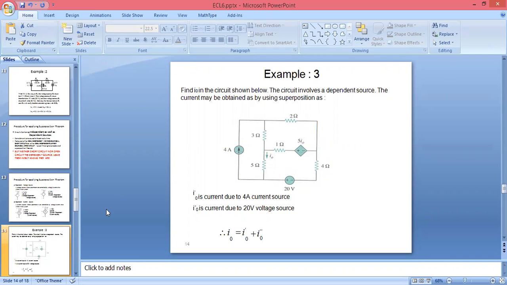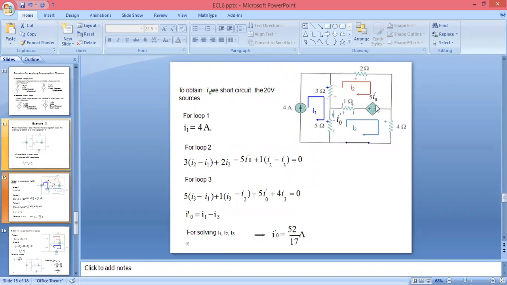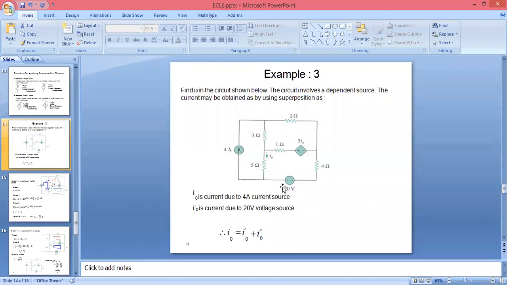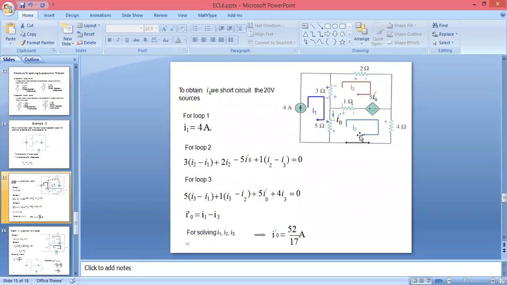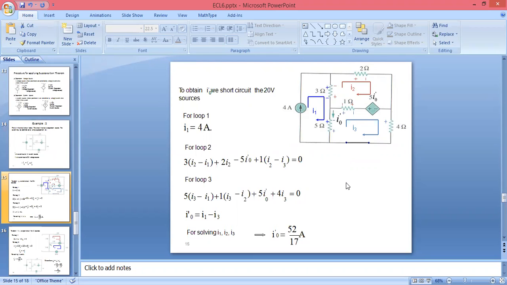If you see, these are dependent, but here these are not dependent, these are independent. So we can remove a voltage source by using a short circuit, and we can remove a current source by using an open circuit. To obtain the value of the output current, firstly we are considering only the 20 volt source.